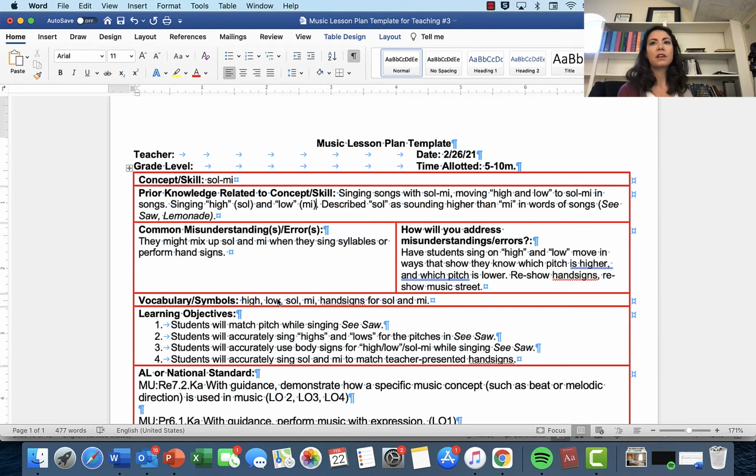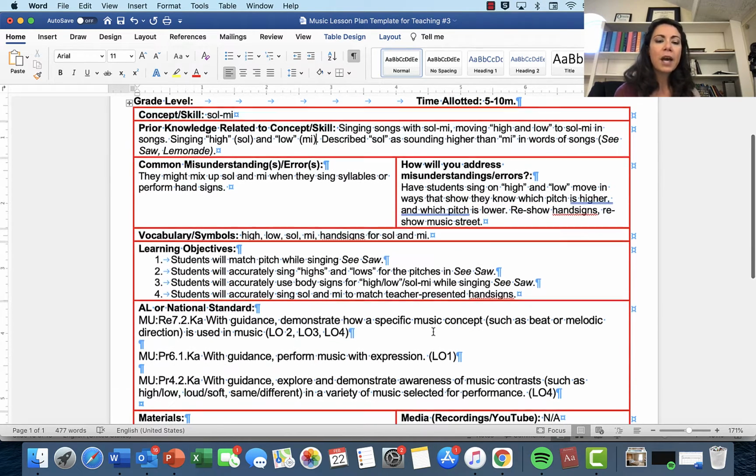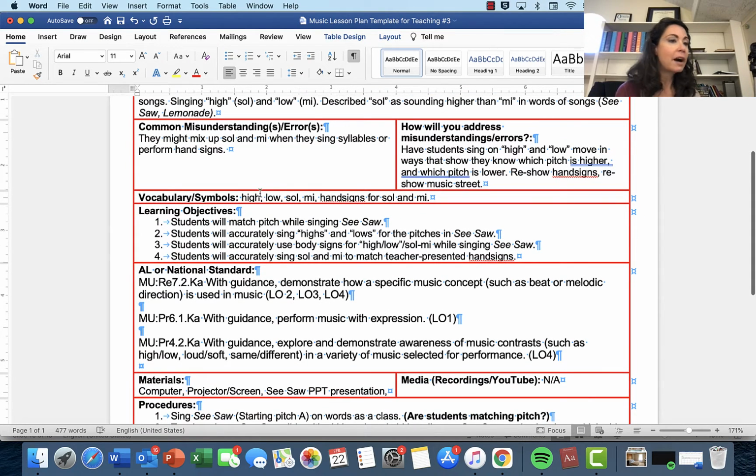So hopefully by the time you get here, it's solid. But you'll find out really fast. If they really don't understand what it is, they'll tell you. So what vocab did they need to know? Well, high and low. They learned so and me, and they learned hand signs for so and me, what they look like with their actual hands, and what those look like on a staff, and they're in the presentation that I used.